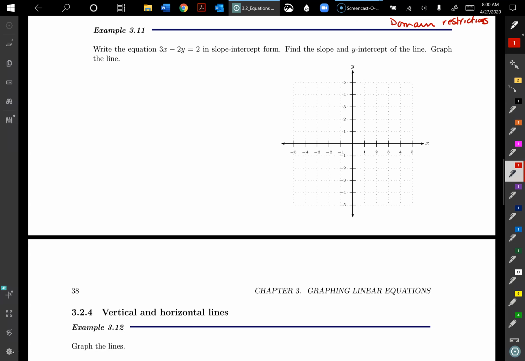Example 311. Write the equation 3x minus 2y equals 2 in slope-intercept form. Find the slope and y-intercept of the line. Graph the line. So we're just taking those two skills and putting them together. So remember, we're trying to get it into this form first. Y equals mx plus b. So just solve that literal equation and then check what your slope is before you go ahead and graph. But I'm going to pause the video and I'll work that out, and then you can check on your answer.